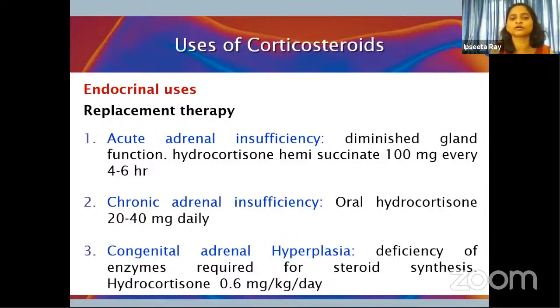So hydrocortisone hemisuccinate parenterally is indicated. In chronic adrenal insufficiency, corticosteroids can also be given orally. Then the third condition is congenital adrenal hyperplasia, where there is a deficiency of the enzymes required for the synthesis of the steroids. Here hydrocortisone is given orally.